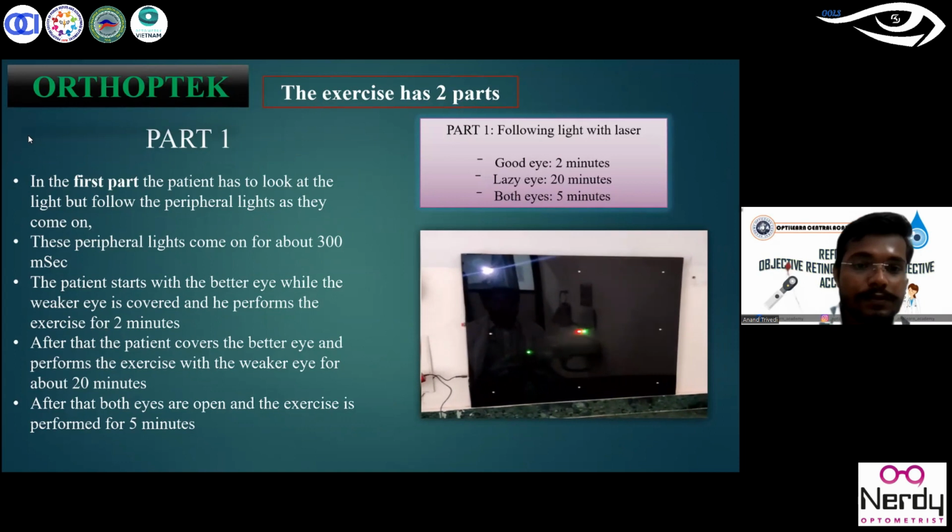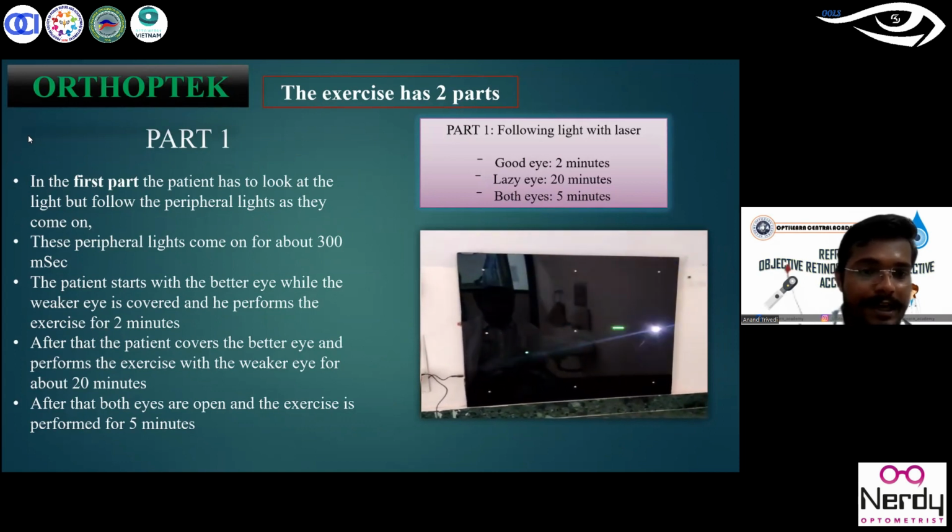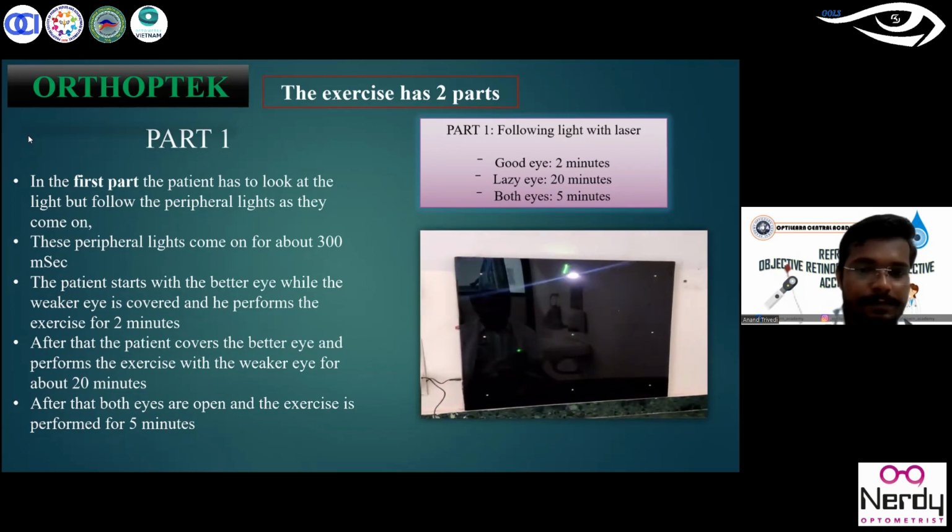The patient starts with the better eye while the weaker eye is covered, and performs the exercise for 2 minutes. After that, the patient covers the better eye and performs the exercise with the weaker eye for about 20 minutes. After that, both eyes are open and the exercise is performed for 5 minutes. So good eye for 2 minutes, lazy eye for 20 minutes, and both eyes for 5 minutes.